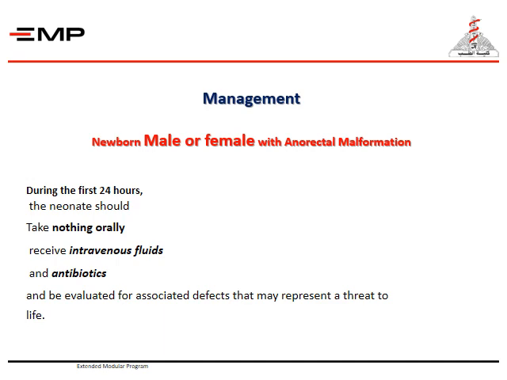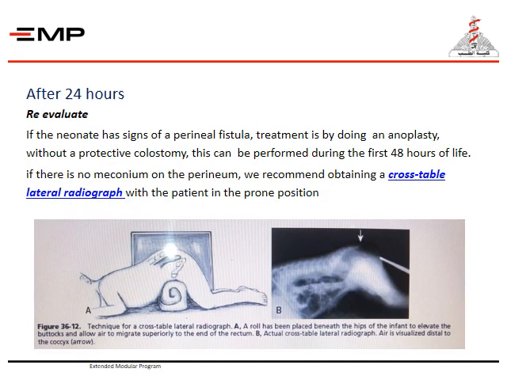Ultrasonography of the abdomen will evaluate for renal anomalies. Urine analysis after 24 hours. Re-evaluate. If the neonate has signs of a perineal fistula, treatment is by doing an anoplasty. Without a protective colostomy, this can be performed during the first 48 hours of life.